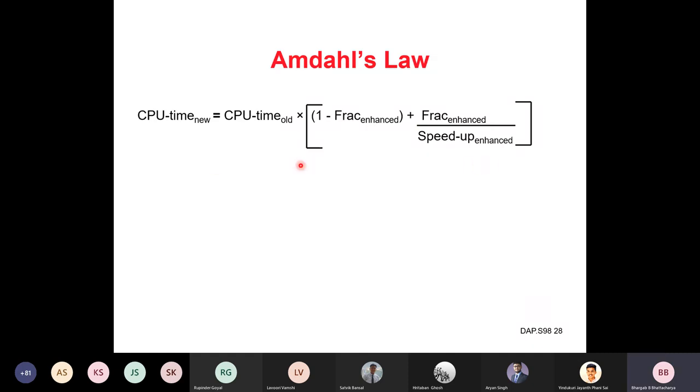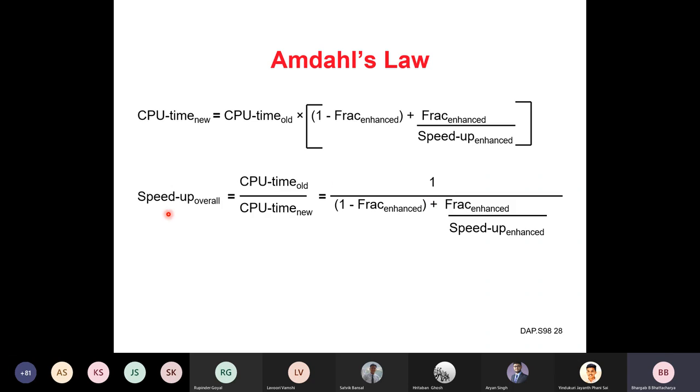This is how you can express it. What is the CPU time in the new machine? Consider the CPU time of the old machine, multiplied by one minus fraction enhanced, because this is the thing which remains unchanged. So the same CPU time remains. Only for this fraction the CPU time reduces, and the reduction is by this factor, right? Okay, and so the overall speed up is CPU time old divided by CPU time new. And this is nothing but 1 over this one. So this is what is called Amdahl's law.